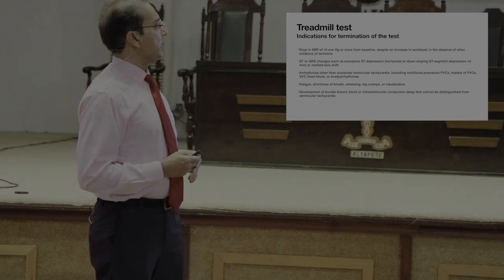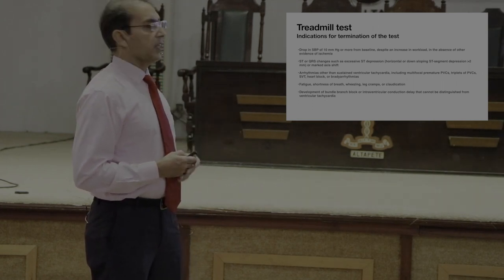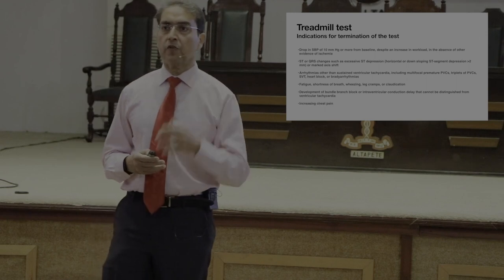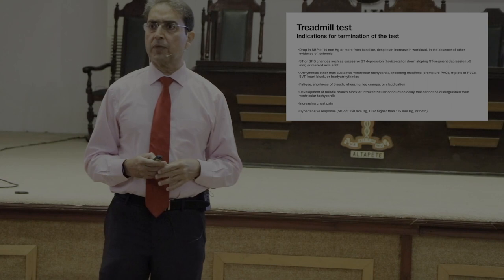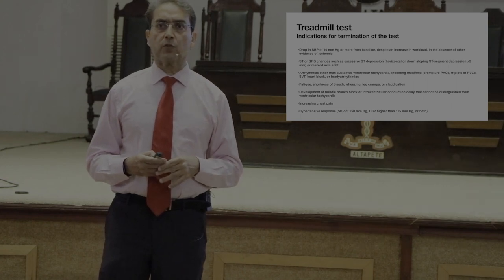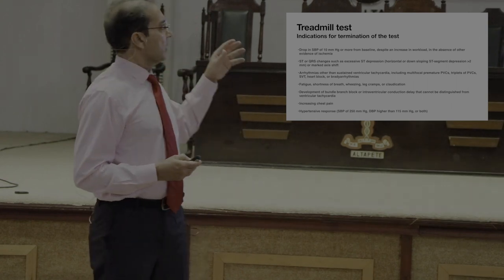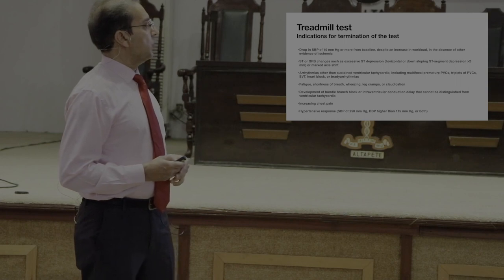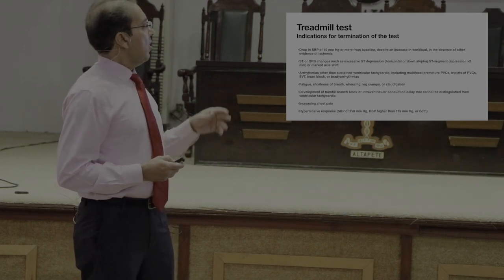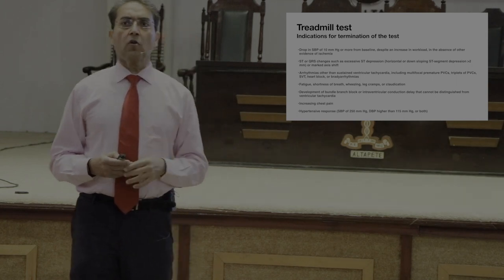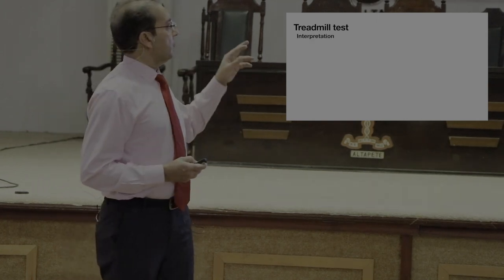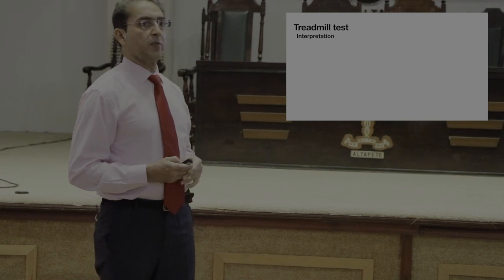If there is increasing chest pain, or a hypertensive response where the systolic blood pressure goes above 250 or the diastolic goes above 115, stop the test. If the patient has a hypertensive response, stop this test. So these are the reasons when the test should be stopped. Now, interpretation of the test. Interpretation is always done in the context of the exercise capacity of the patient.